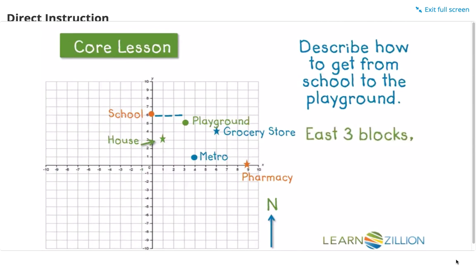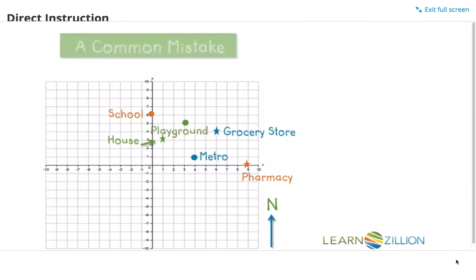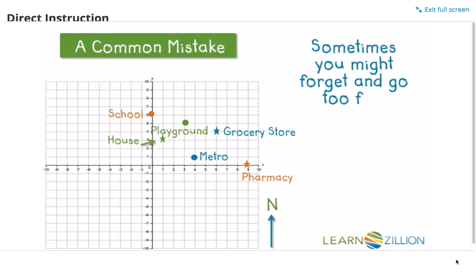I also notice that the playground is down from the school, or south. From where I ended before, the playground is only 1 block down, or 1 block south. So to get from the school to the playground, someone would have to travel east 3 blocks and south 1 block. A common mistake is that sometimes you might forget and go too far.